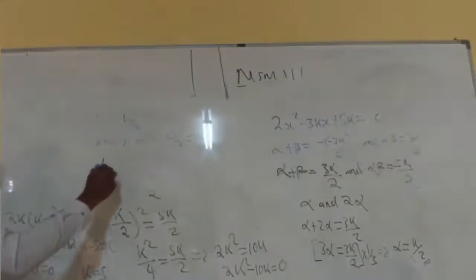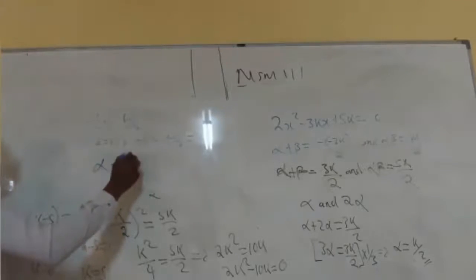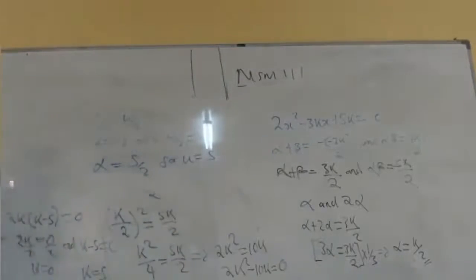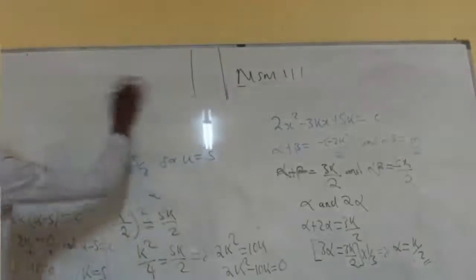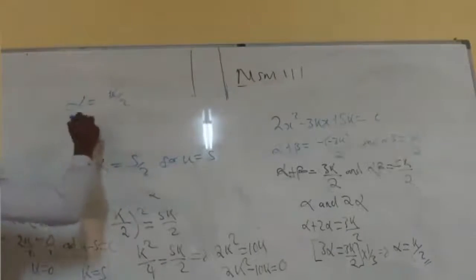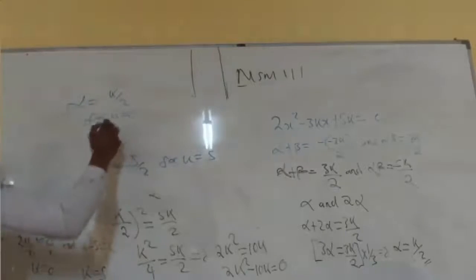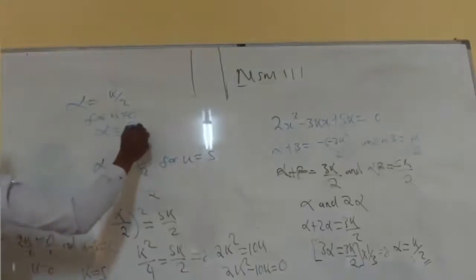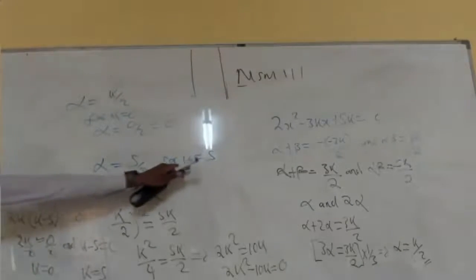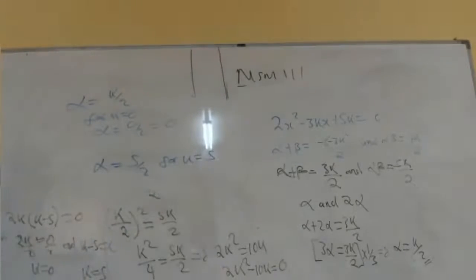Then we have alpha is equal to 5 over 2 for k being equal to 5. So we're saying alpha is equal to k over 2. For k being equal to 0, alpha is 0 over 2, and this is also 0. Then for k being equal to 5, alpha is equal to 5 over 2. Alright, so those are the roots that we have. So that's the answer to that question.